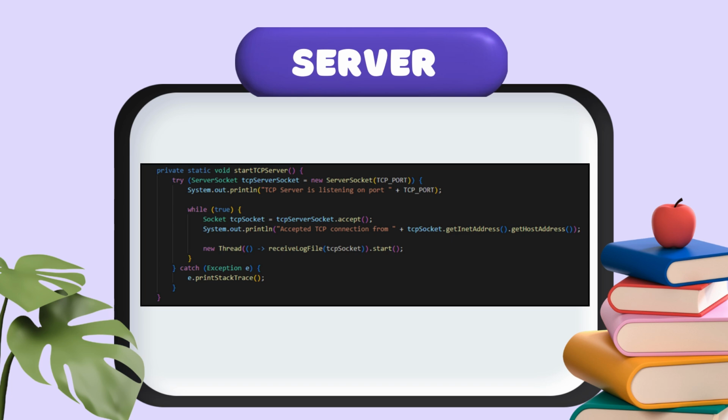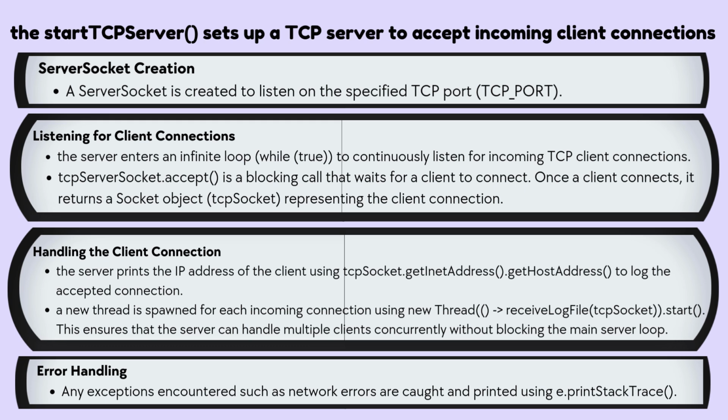Server socket creation. A server socket is created to listen on a specified TCP port. Listening for client connections. The server enters an infinite loop, while true, to continuously listen for incoming TCP client connections. TCP server socket accept is a blocking call that waits for a client to connect. Once a client connects, it returns a socket object, which is TCP socket, representing the client connection.